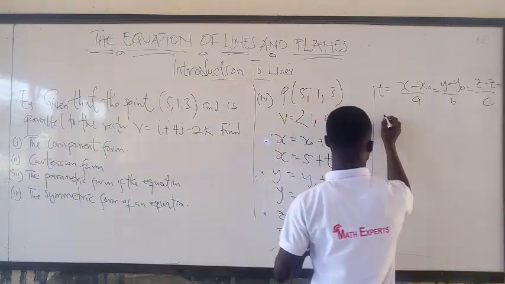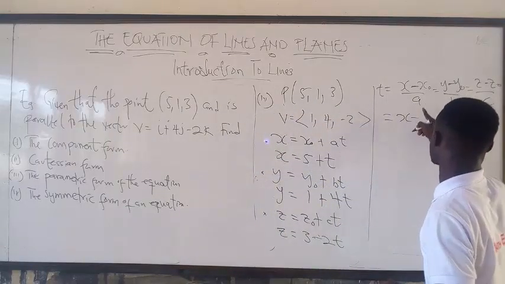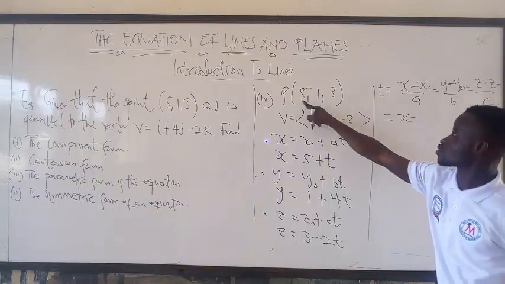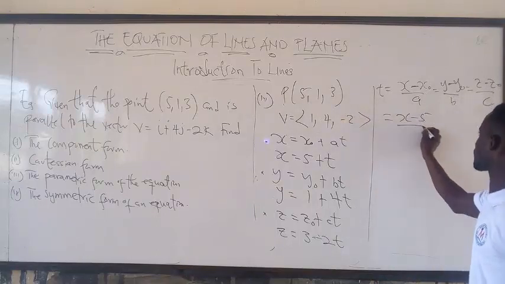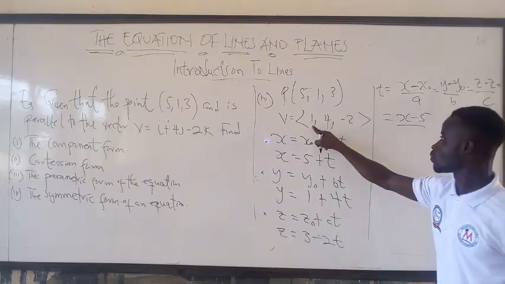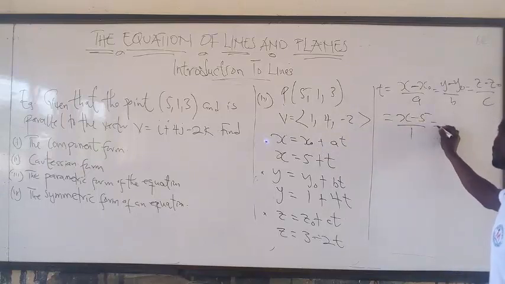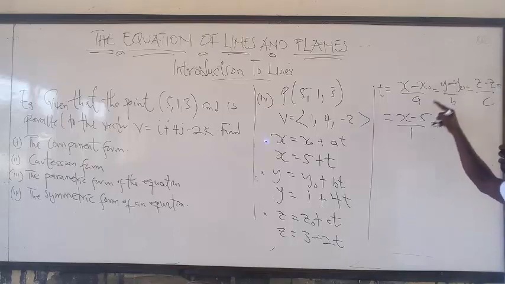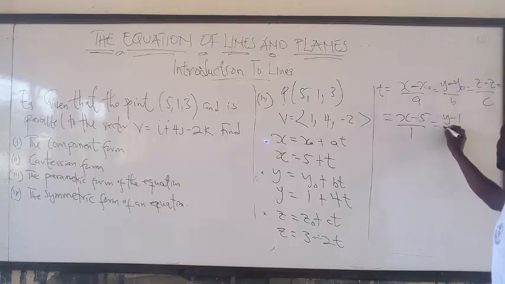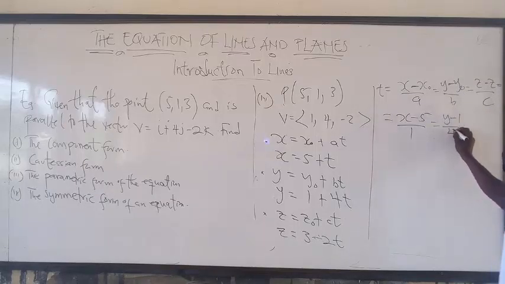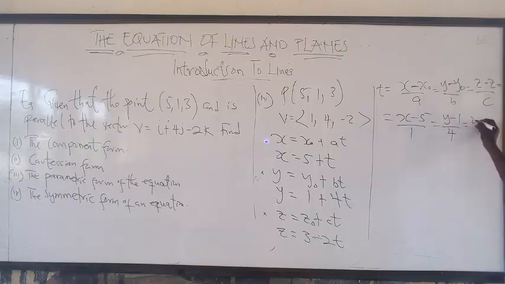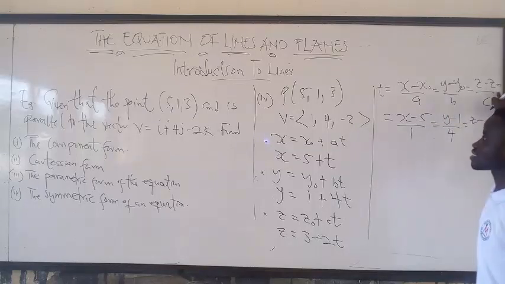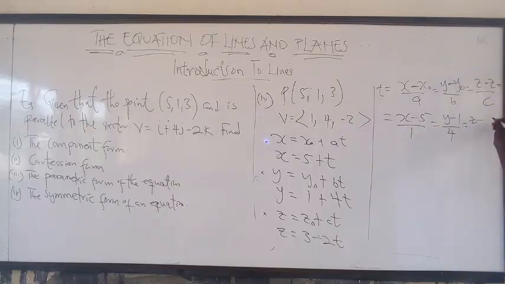Don't forget that what we have here is minus, but not plus, in the general form of it. Alright. So S minus S naught, what is S naught? The S naught is 5. Good. What is A? Which is 1. Right? Y minus Y naught. Y naught is 1, over the B, which is 4, equal to Z minus Z naught. And Z naught is 3, over the C, which is negative 2.